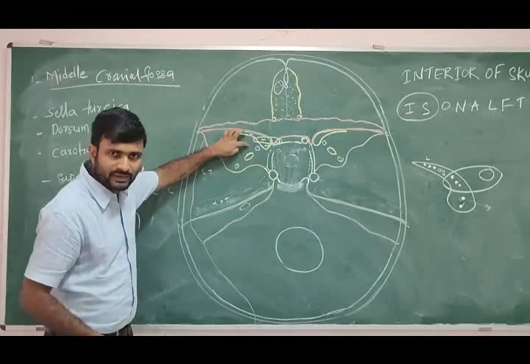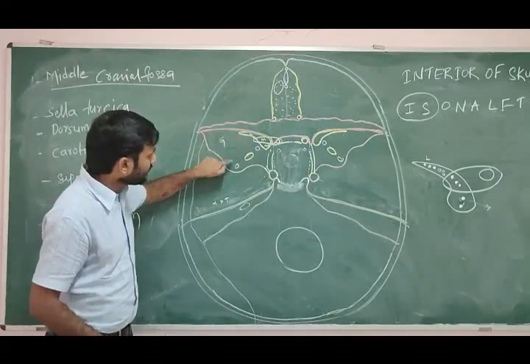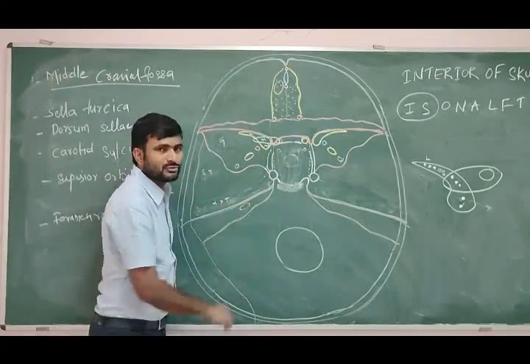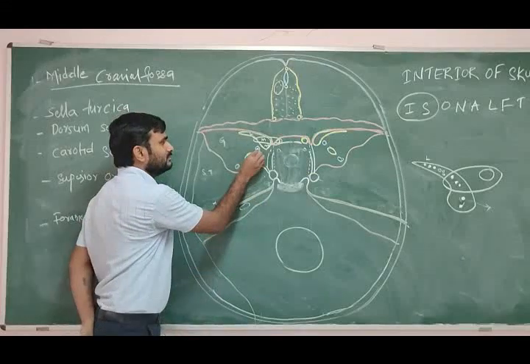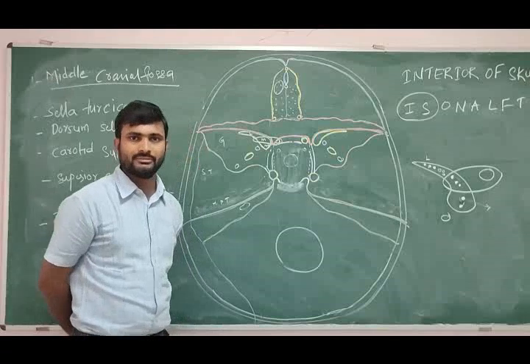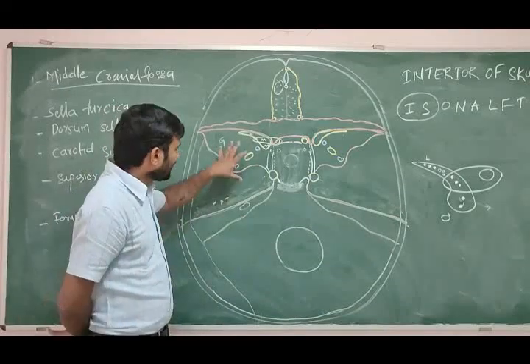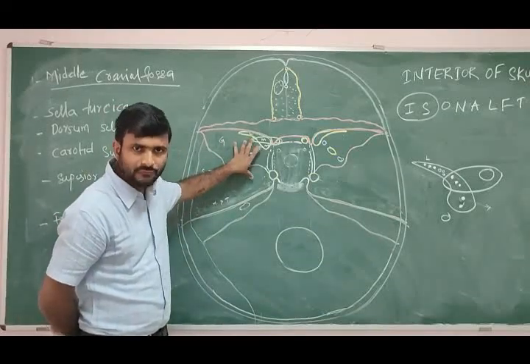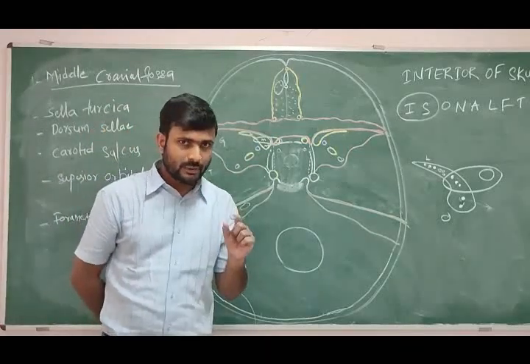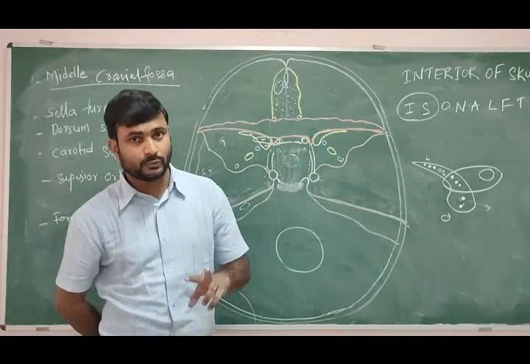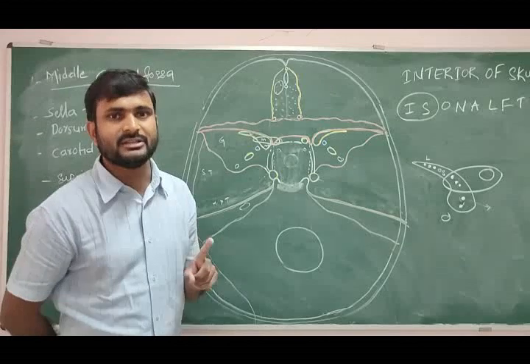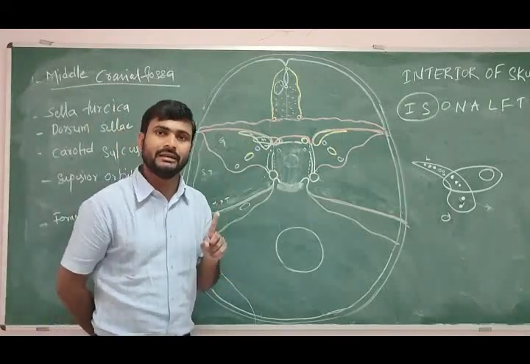Behind the superior orbital fissure, in the greater wing of the sphenoid bone, another foramen is present. This foramen is called the foramen rotundum. Here is the foramen rotundum. It connects the middle cranial fossa with the pterygopalatine fossa. Only one structure passes through it, the maxillary nerve.